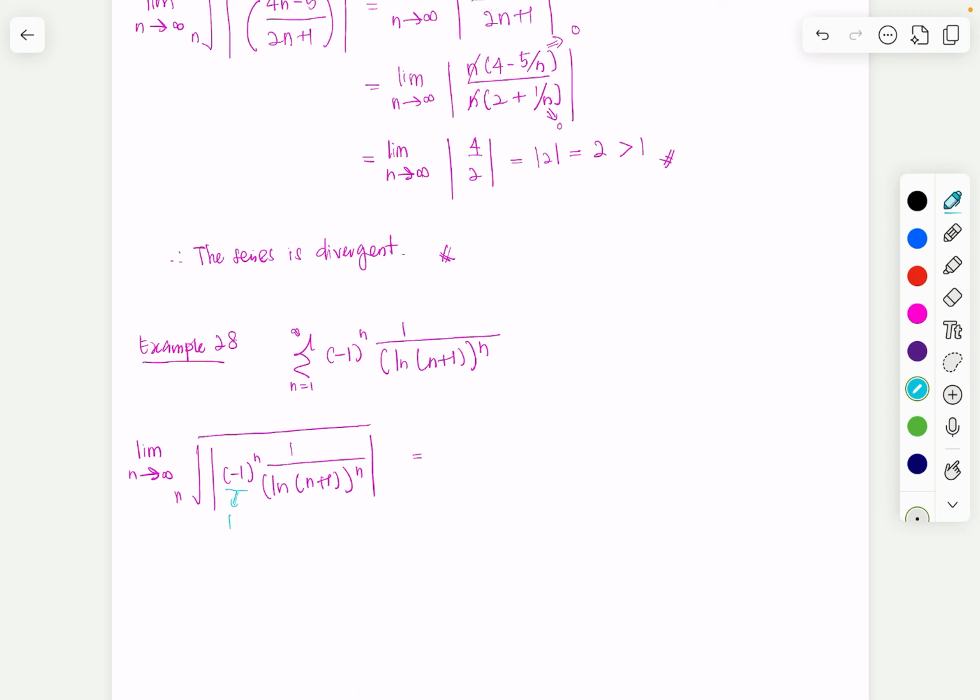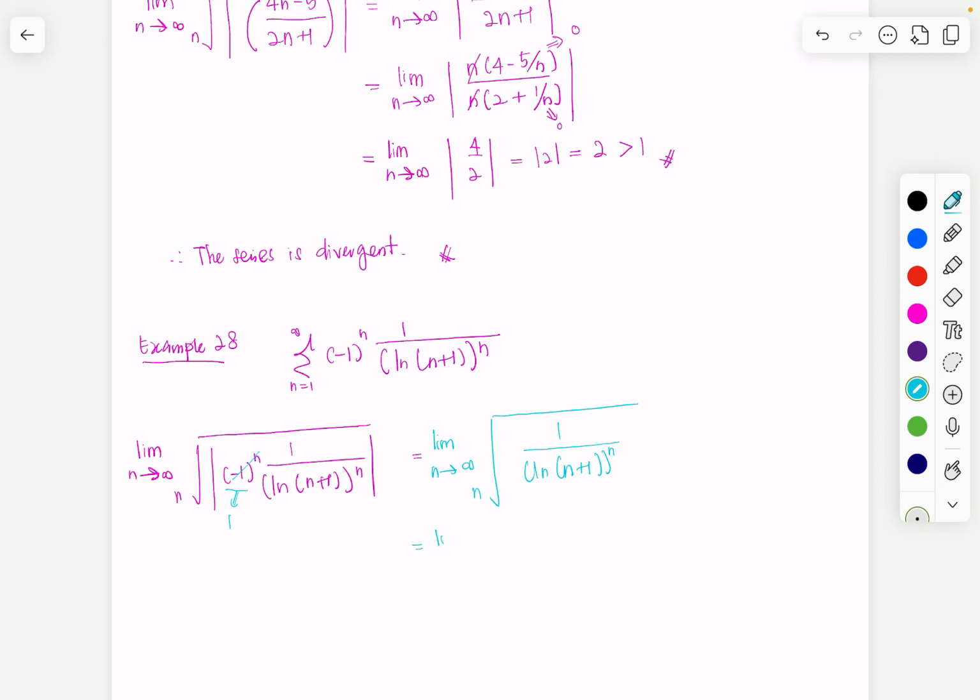And we can actually, okay, this one becomes 1, then we can remove it. So this is simplified into, okay, 1 over ln n plus 1 and then to the power of n. Okay, so I remove the absolute because I know it will always be positive.